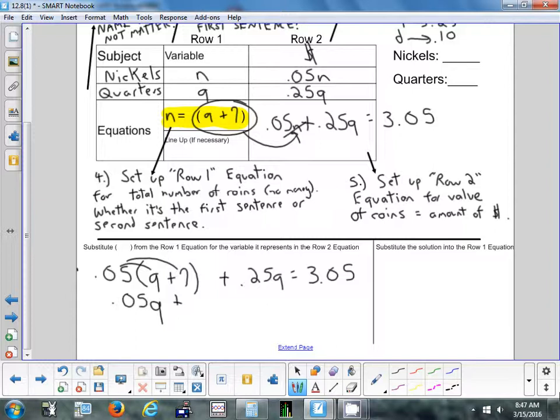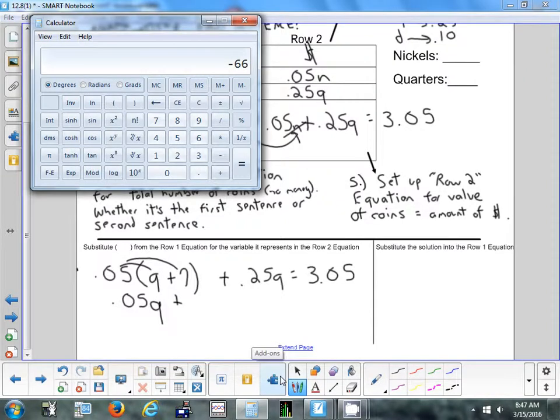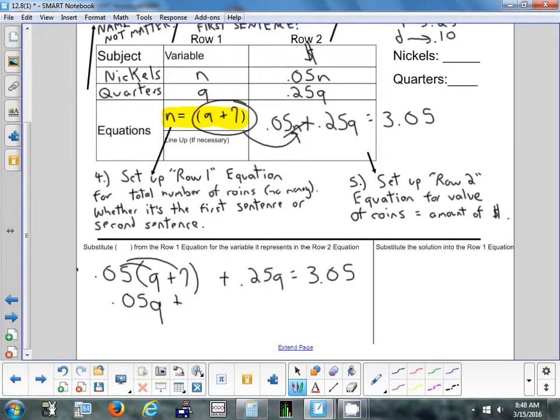What do we get? 3.5, right? Anybody get a calculator? Times it? Oh, no, wait. 0.35. There you go. Yeah, close. 0.05 times 7 equals 0.35, good. So 0.35 plus 0.25 Q equals 3.05.